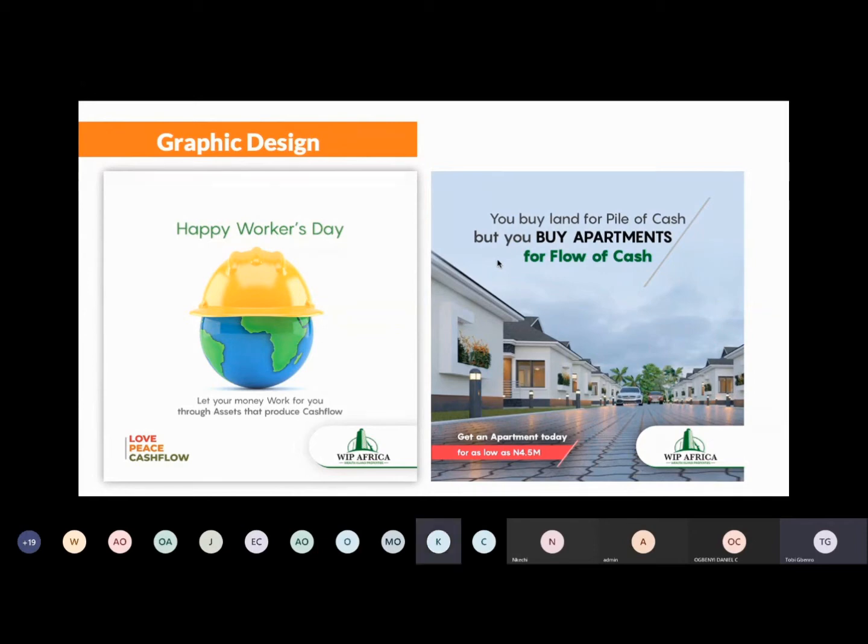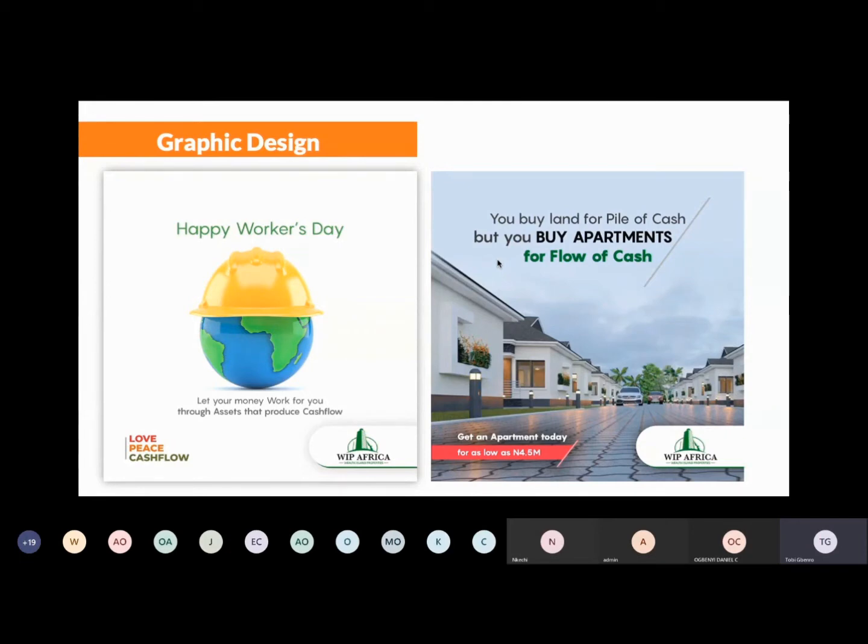That's number one. Number two, the design on the right. It says, you buy land for a pile of cash, but you buy an apartment for a flow of cash. Then at the bottom, we say, get an apartment today for as low as 4.5 million. What this company was trying to achieve was that they don't want people to buy land anymore, because their land is cheaper. Say their land is like 4.5 million, no, sorry, the land that this particular apartment sits on is about 1.8 million.